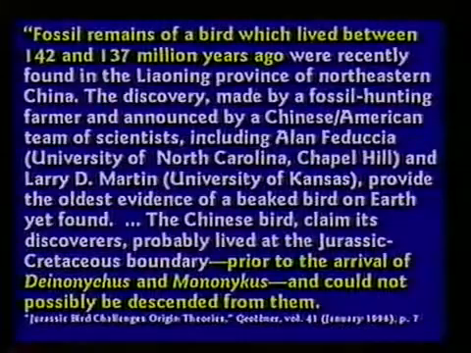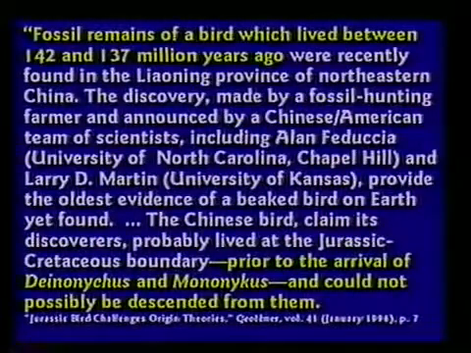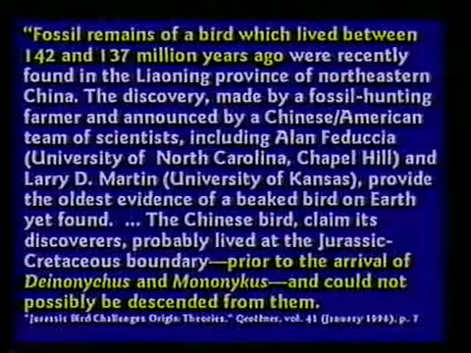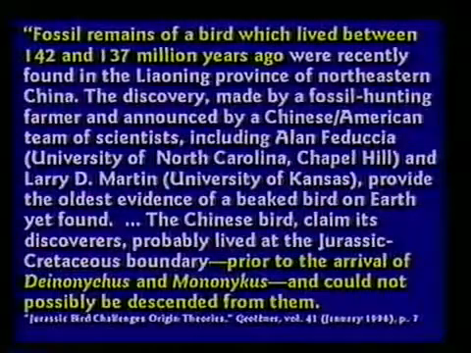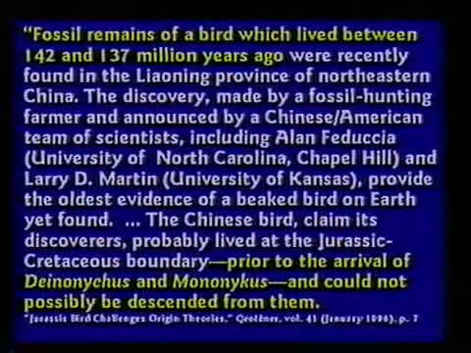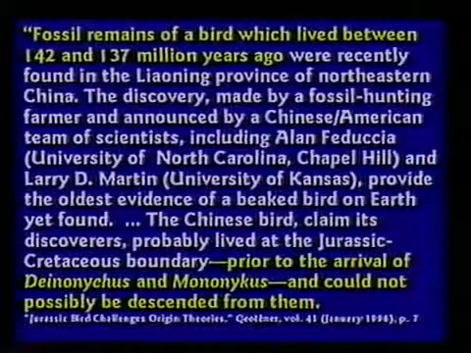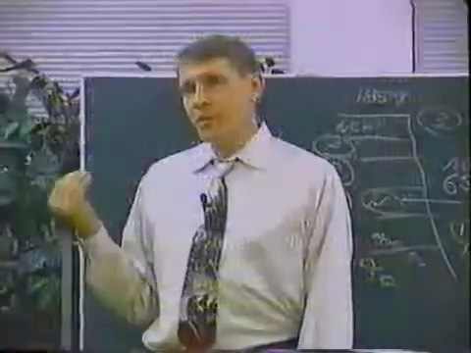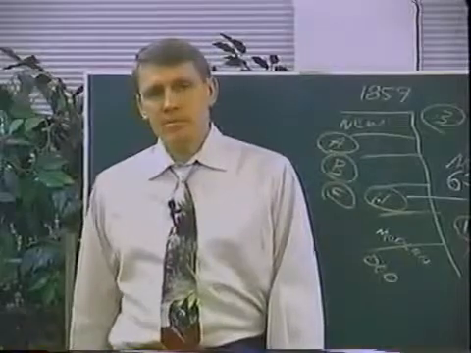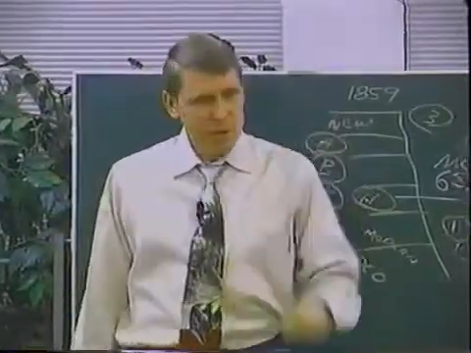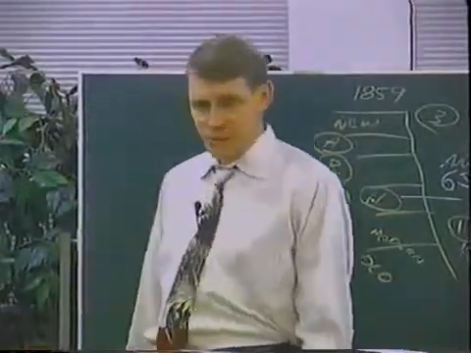The remains of a bird which lived between 142 and 137 million years ago, recently found in China. The discovery, made by a fossil-hunting farmer and announced by a Chinese-American team of scientists, including Alan Fiducia from UNC and Larry Martin from University of Kansas, provides the oldest evidence of a beaked bird on Earth yet found. The Chinese bird, claim its discoverers, probably lived at the Jurassic-Cretaceous boundary prior to the arrival of these other ones, and could not possibly have descended from them. My point is, even evolutionists are admitting birds were around, by their twisted geologic thinking, before Archaeopteryx. So why do textbooks still teach the kids tomorrow in our county that Archaeopteryx is a missing link? That ought to be removed. You can document it's not true.